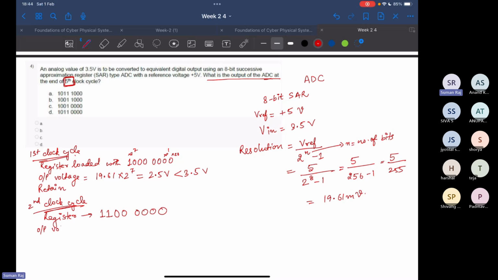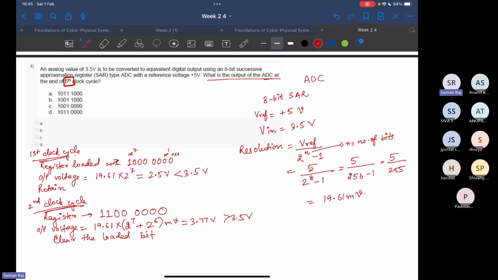So now your output voltage is going to be 19.61 into 2 to the power 7 plus 2 to the power 6 millivolt, and this is going to give you 3.77 volt, which is definitely greater than 3.5, right? So you clear the bit that has been loaded.